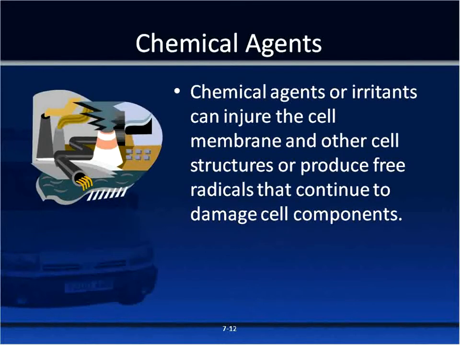Chemical agents or irritants can injure the cell membrane and other cell structures or produce free radicals that continue to damage cell components. Examples of chemical agents include poisons, air and water pollutants, heavy metals such as lead, carbon monoxide, ethanol, preservatives, and social or street drugs such as marijuana, cocaine, heroin, LSD, the list goes on.